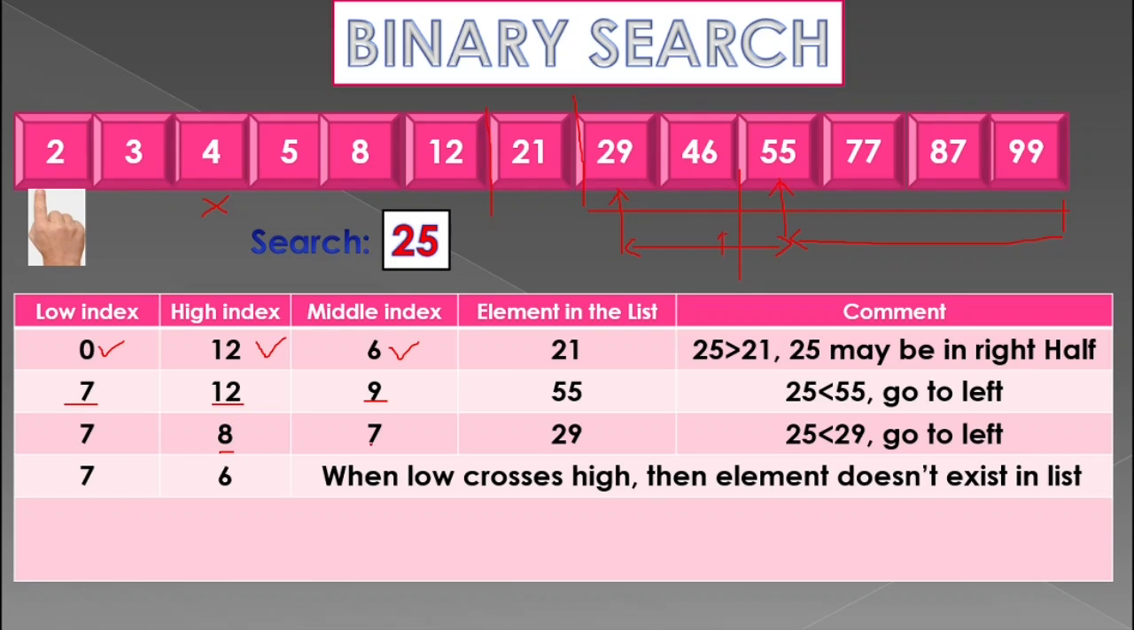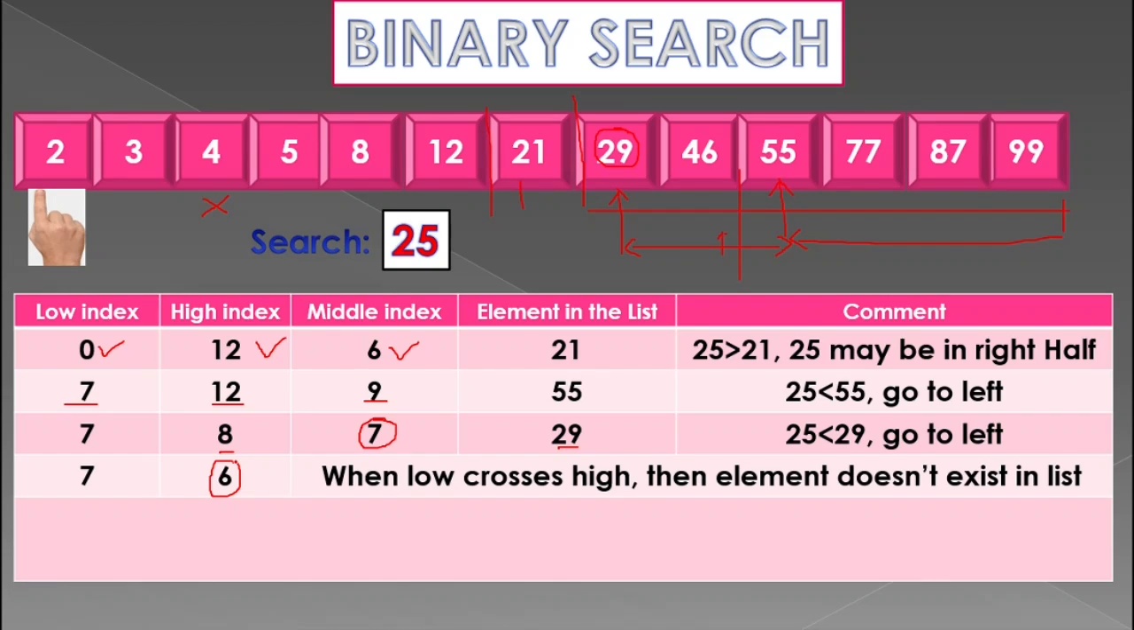What is 7 plus 8 by 2? It's 15. 15 by 2 is 7.5, but as I am performing integer division, it is 7. And at the 7th location, what did I get? 29. 29 is the element available at the 7th index. So 25 is less than 29. So what should I do? My high value should be decremented, middle minus 1. So this has become 6.